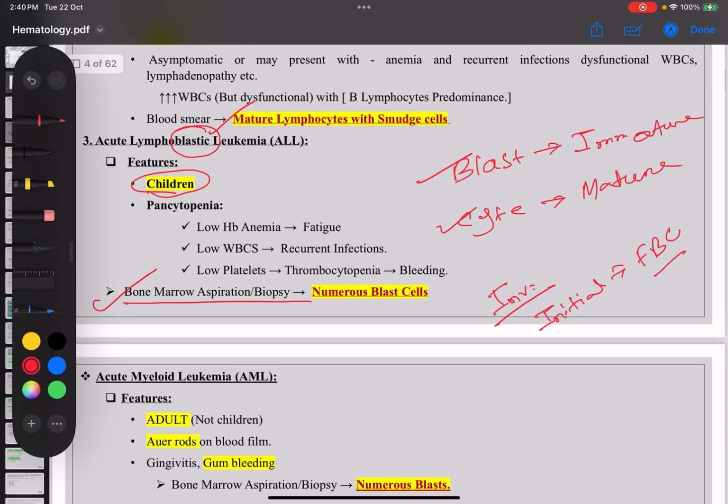Okay, so in case of full blood count, you will get pancytopenia. That means there will be low hemoglobin, and the patient will tell you that he or she is fatigued. There will be low WBC, so there will be recurrent infection, and low platelets, so the patient will complain about bleeding. Okay, so in case of bone marrow aspiration, you'll see numerous blast cells.